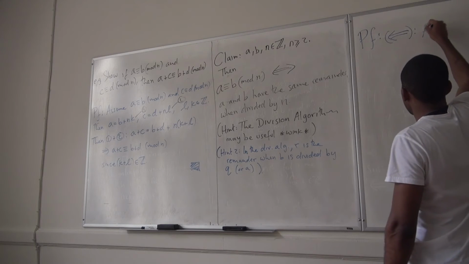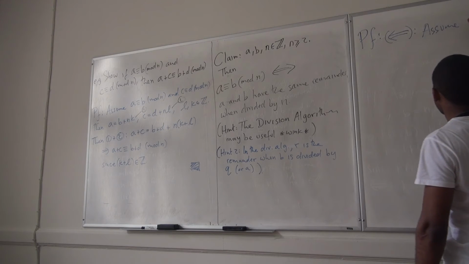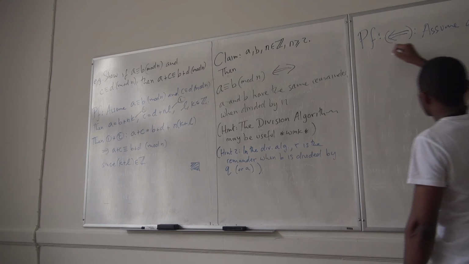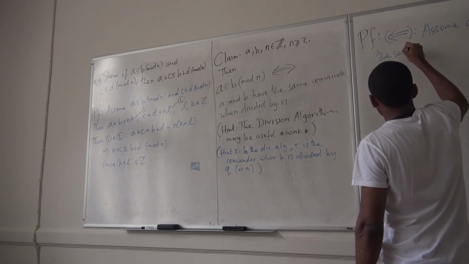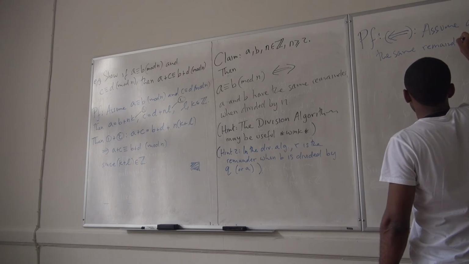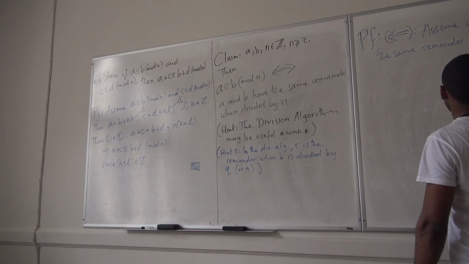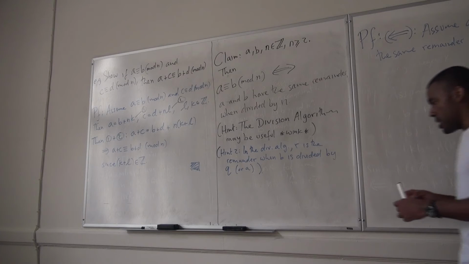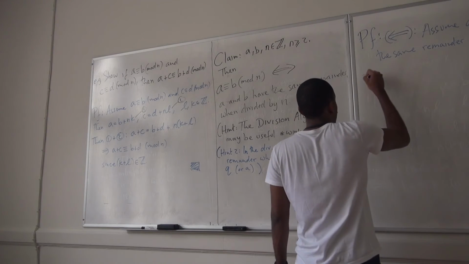Okay, so assume A and B have the same remainder when divided by n. What does that mean? How can you express this fact?